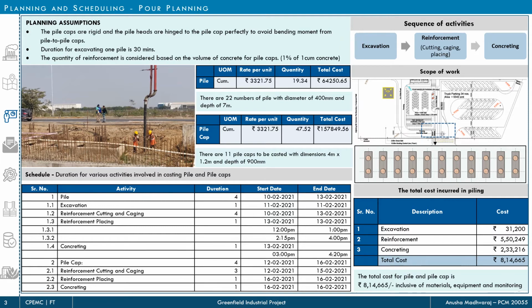And for the purpose of calculation, some planning assumptions were considered, like the duration for excavating one pile was considered to be 30 minutes, and the quantity of reinforcement is considered based on the volume of concrete for pile caps, which is 1% of 1 cubic meter of concrete.